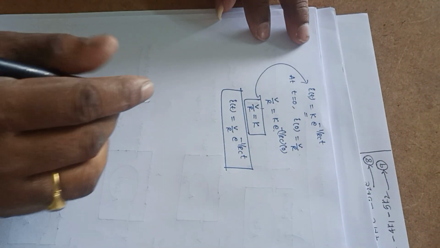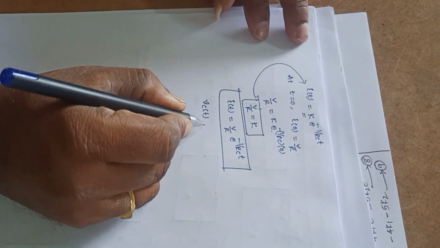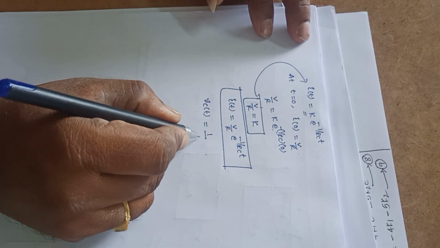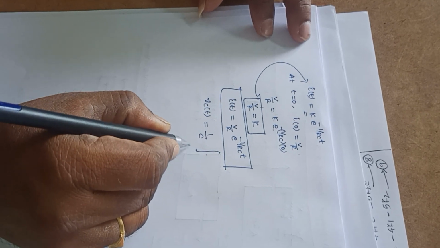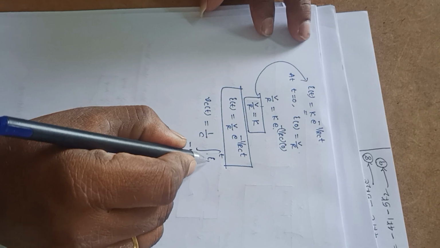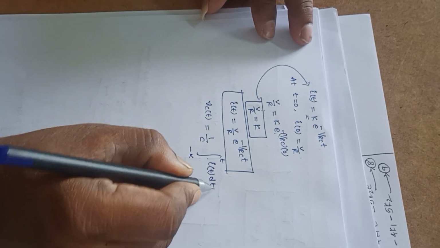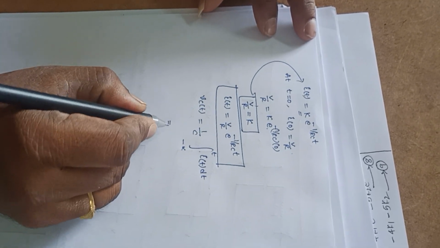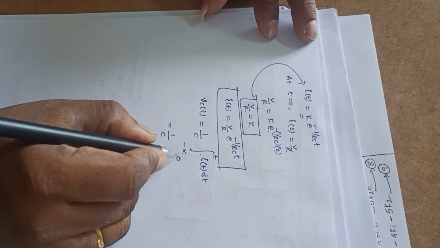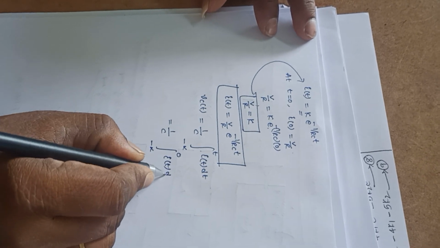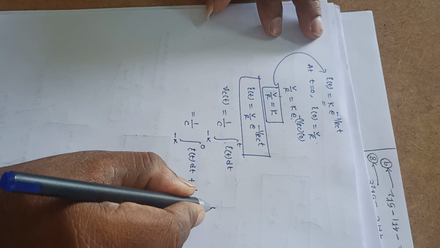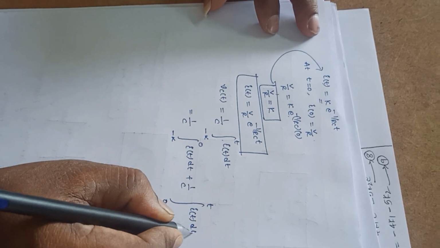So now I need to find the voltage across the capacitance, that is Vc of t. We know that the formula for finding the capacitance voltage is 1 by C into integral, the limits should be minus infinity to t for t greater than 0, IC of t or I of t into dt. Here 1 by C integral can be written as minus infinity to 0, I of t dt plus 1 by C integral 0 to t I of t dt.